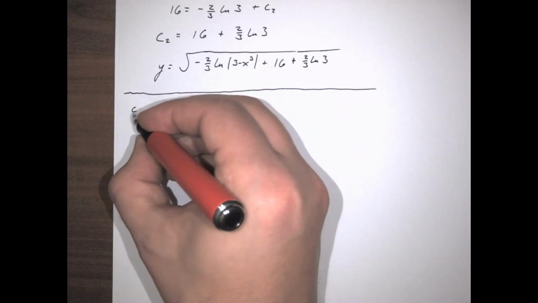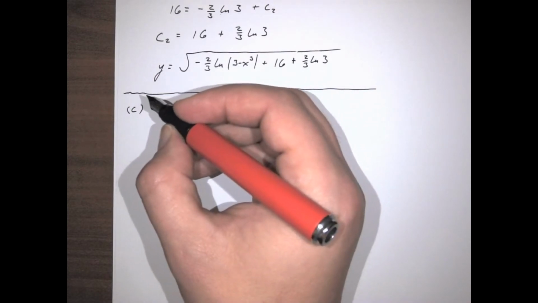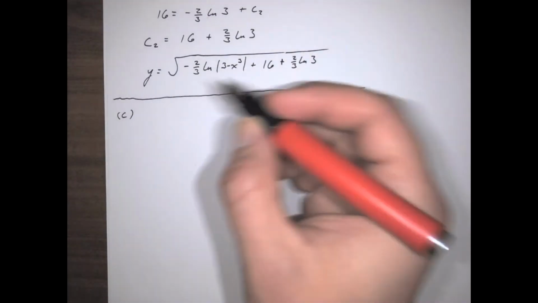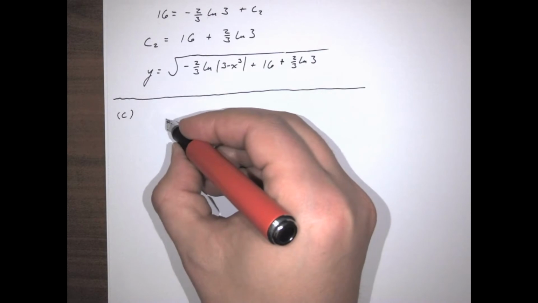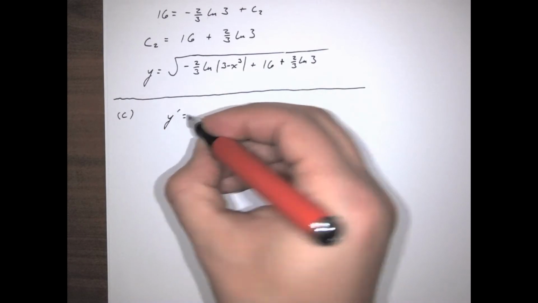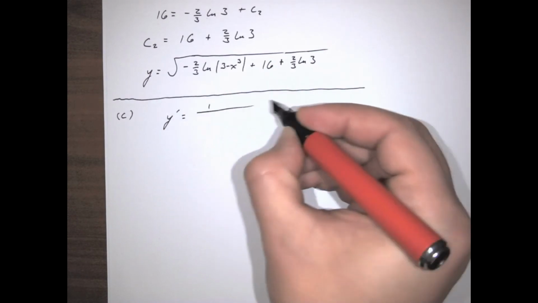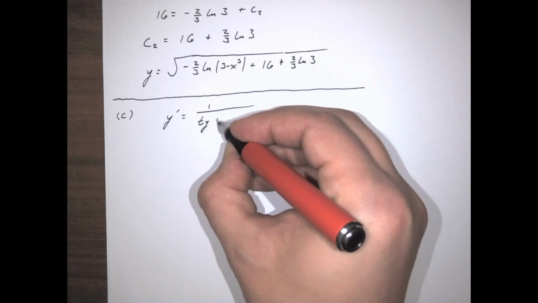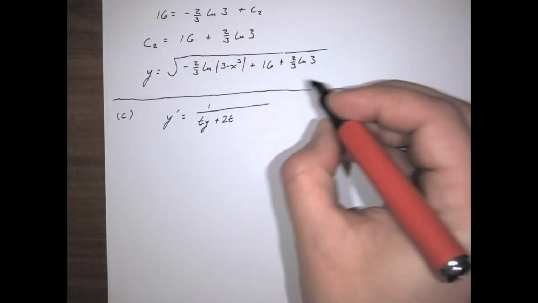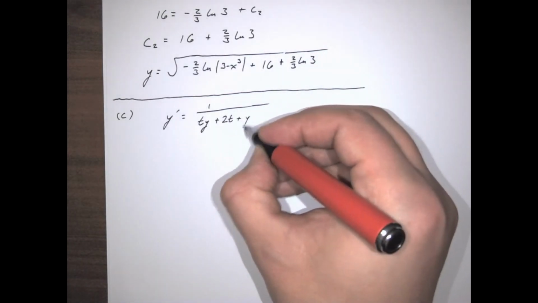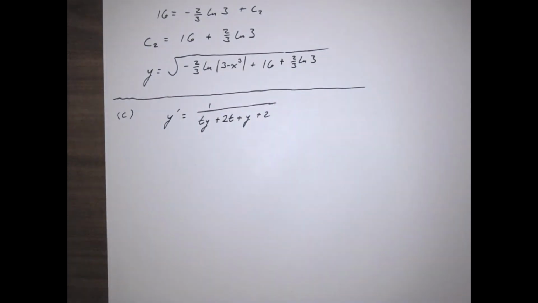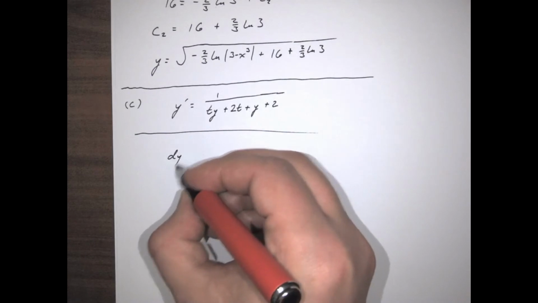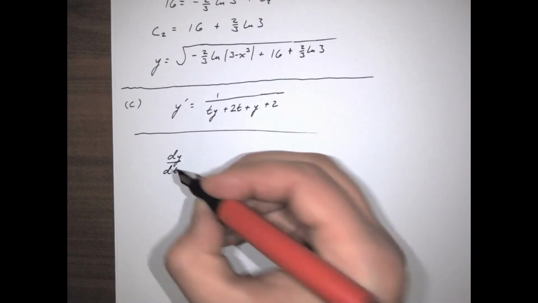And now let's try another. This one is going to involve a little bit trickier algebra to begin with, but other than that, it's not going to be so different. So y prime is equal to 1 over t y plus 2t plus y plus 2. Okay. So first things first, it's easier if we write this in Leibniz form, dy dt.